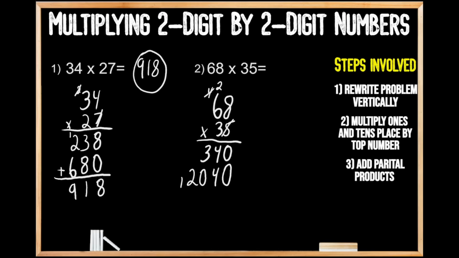Now we're going to move on to our last step, where we're going to add our partial products together. When we add 0 plus 0, we get 0. When we add 4 plus 4, we get 8. When we add 3 plus 0, we get 3. And then we're just going to drop down the 2 because there's no other number with it, giving us an answer of 2,380. So when we multiply 68 times 35, we get the product of 2,380. Hopefully by now you understand the steps involved when multiplying two-digit numbers by two-digit numbers.